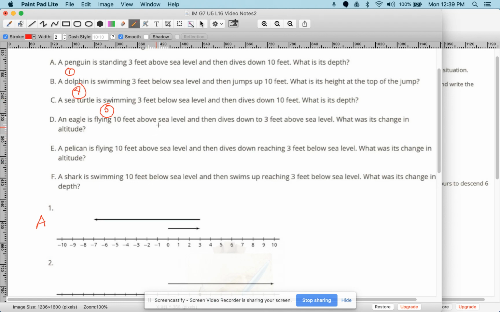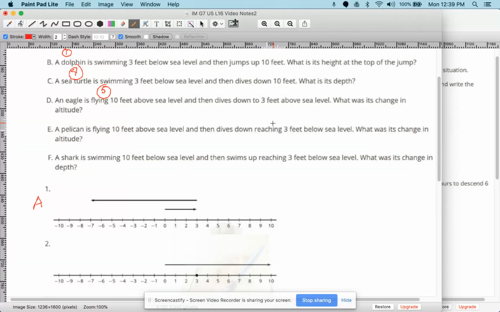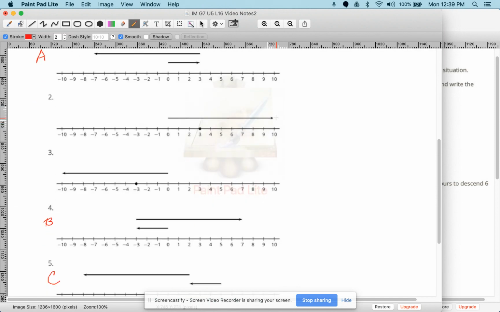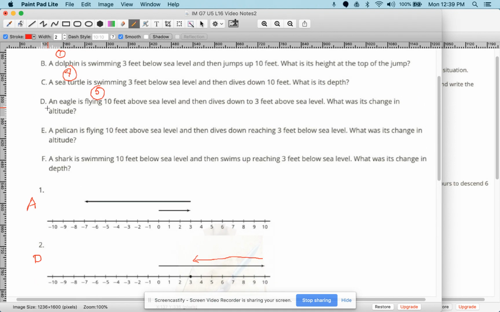D, an eagle is flying 10 feet above and then dives down to 3 feet. So 10 feet above and dives down to 3. Well, here's a 10 feet above and it ends up at 3. So we just don't have that arrow from here. Whoops, that's a funky looking arrow going to 3. So this, number 2, would be situation D. And I'm going to go up here and put that it's number 2.